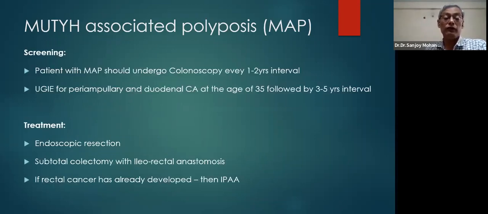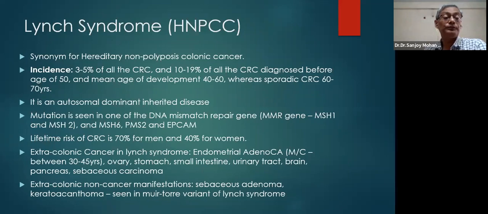Screening: patients with MAP should undergo colonoscopy every 1 to 2 years, and upper GI endoscopy for periampullary or duodenal carcinoma at the age of 30, followed by 3 to 5 years interval. Treatment: endoscopic resection, subtotal colectomy with ileorectal anastomosis. If rectal cancer has already developed, then total proctocolectomy with anal anastomosis, with or without pouch.